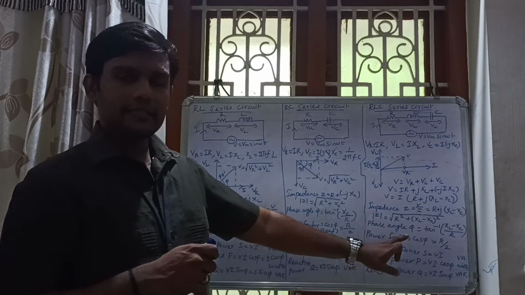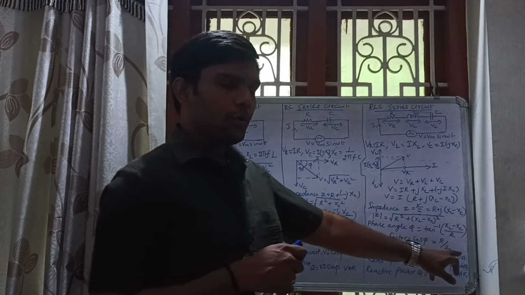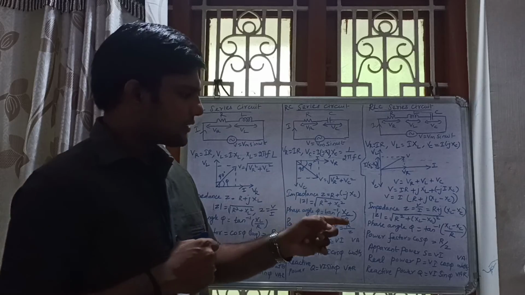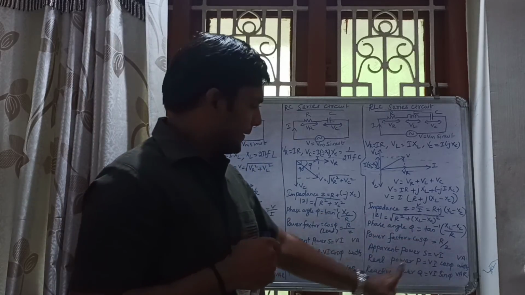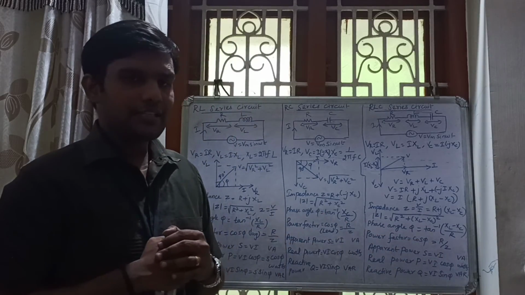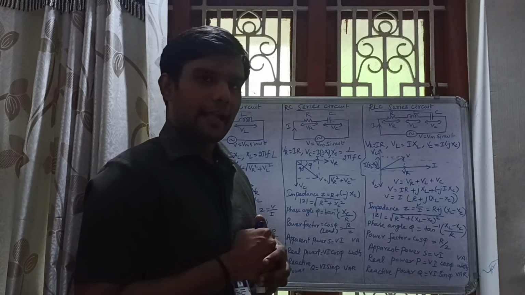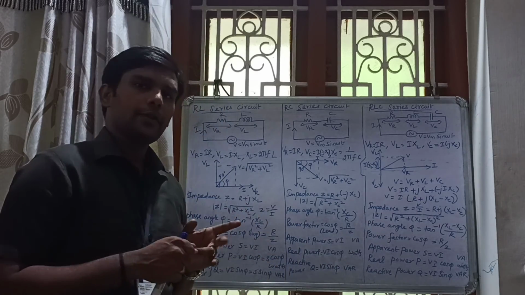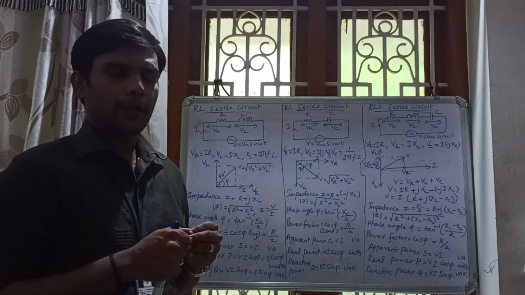Then apparent power is S, which is equal to V into I, unit is VA. Then real power P is equal to VA cos phi, the unit is watts. Then reactive power Q, which is equal to VA sin phi, unit is VAR. Okay, that's all about RL circuit, RC circuit and RLC circuit. Okay, thank you.